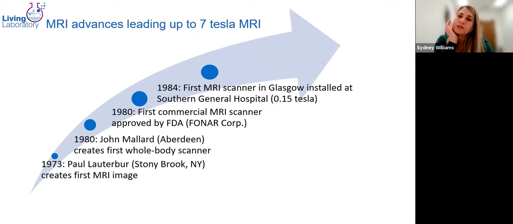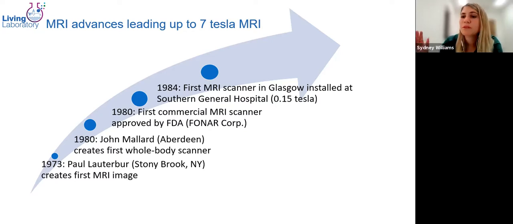So MRI as an imaging method began in 1973 when Paul Lauterbur in New York first created an MR image. And not too long after that, the first whole body MRI scanner was developed here in Scotland in Aberdeen by John Mallard. Also that year, the first MRI scanner was approved by the FDA in the US, and that was done by Fonar Corporation. And then in 1984, the first MRI scanner was installed here in Glasgow, at the Southern General Hospital, now where the Queen Elizabeth University Hospital is, and at the time it was only 0.15 Tesla.